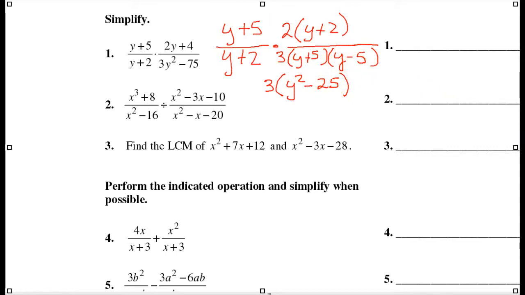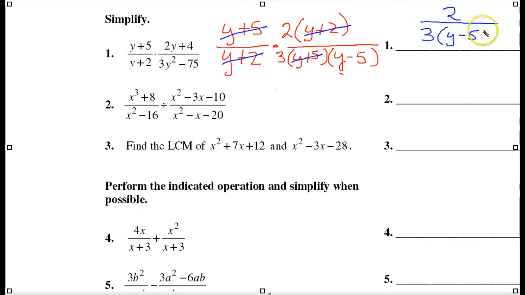Now your next step is to see where can I cancel out. In fact, let me get rid of this one over here so it doesn't confuse you. That was an intermediate step to get to this. Well, this will cancel with this. This will cancel with this. So in our numerator here, we're left with a 2. And in our denominator, we're left with 3 times y minus 5.